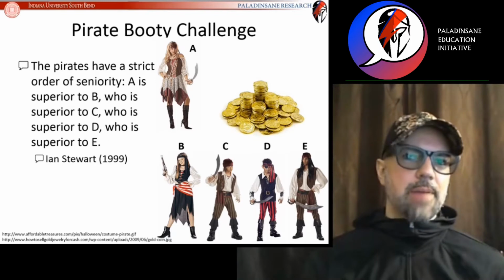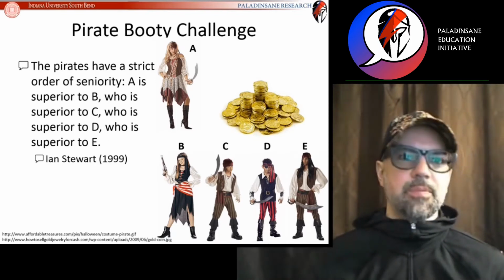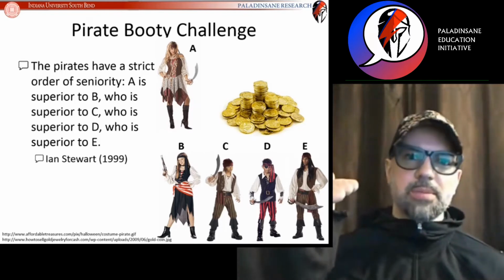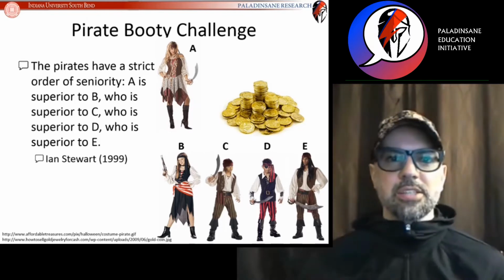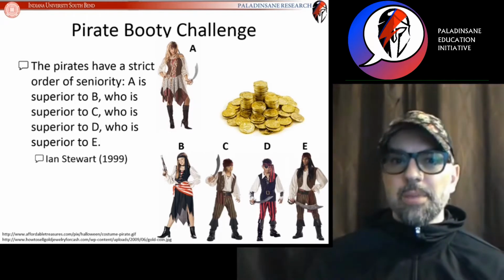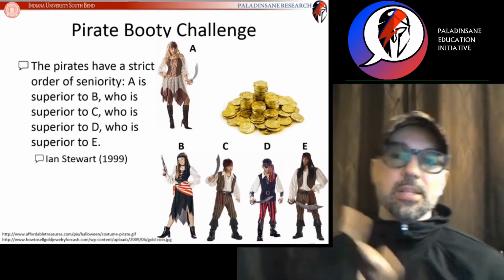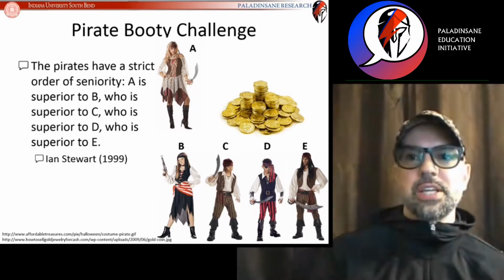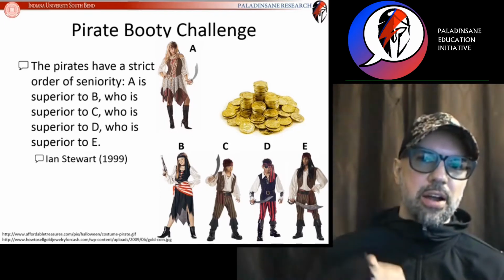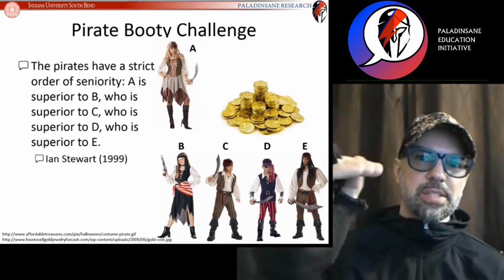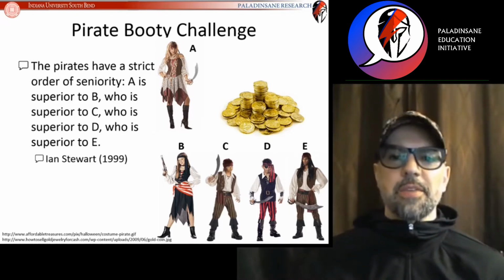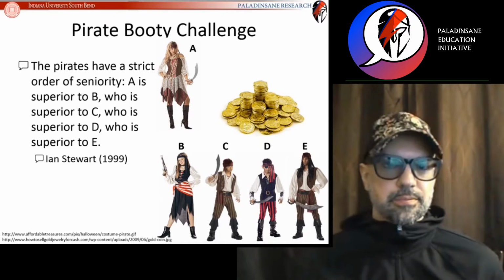Now, these pirates have a strict order of seniority. A is superior to B. A is the captain of the ship, the top dog, the top pirate. A is superior to B, B is superior to C, C is superior to D, and D is superior to E. So they have a very strict hierarchy. A is on the top, B is second level, then C, then D, and all the way at the bottom we have our 5th pirate, Pirate E.